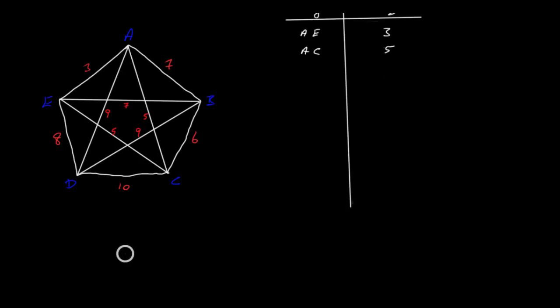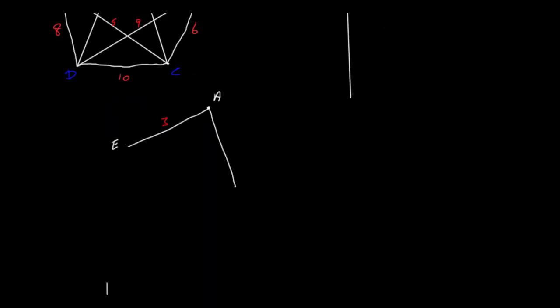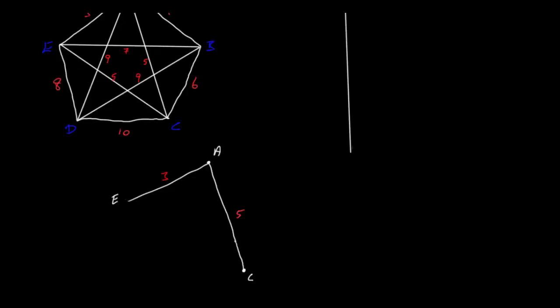So let's draw it down here. AE, which is here. So we have A here, we have E here, and we know that that has a weight of 3. The second one was AC, so that comes down along here. So let's draw that. So that's going to be down this way. Let's just draw it on a little bit more. So this is a C here, and this has weight of 5. Okay, so there are our first two edges in our minimum spanning tree.